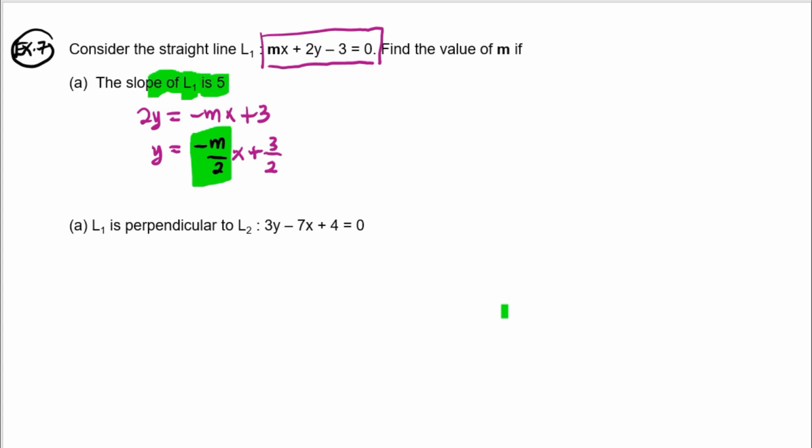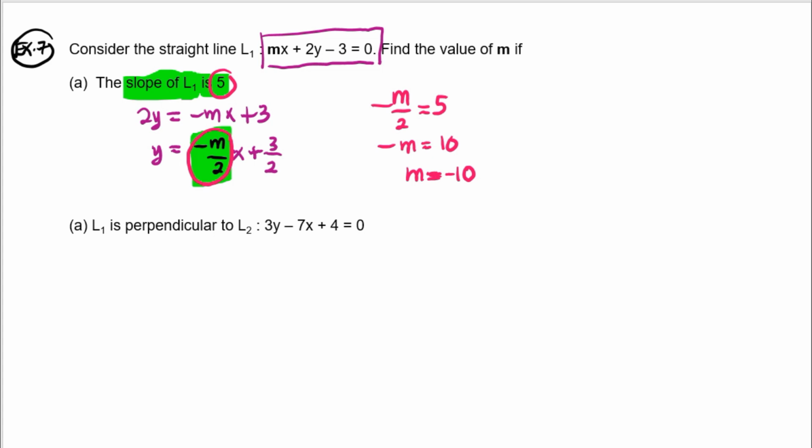So we know that the slope of L1 is actually 5. Therefore, we can equate this part, negative m over 2, which is equal to 5. So we have negative m, which is equal to 10. Therefore, m is equal to negative 10. So we are done with this one.